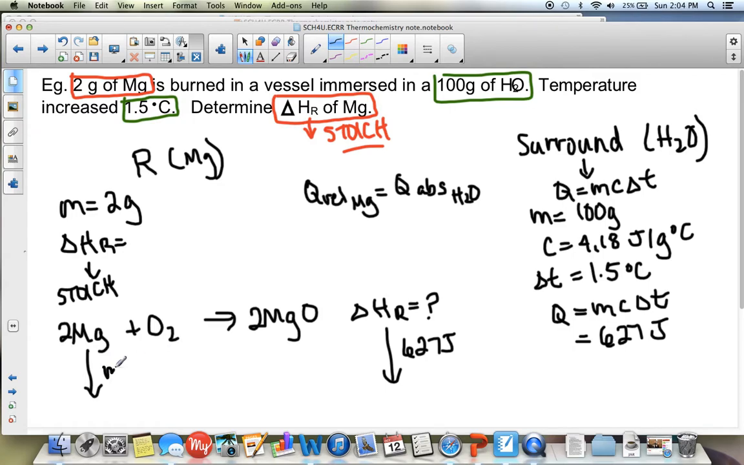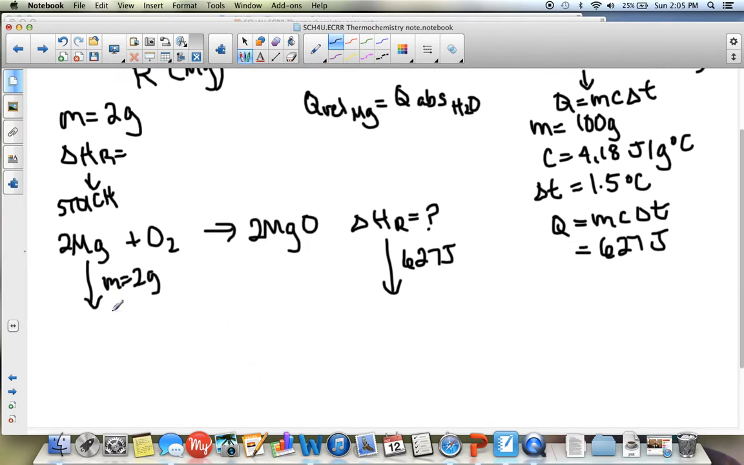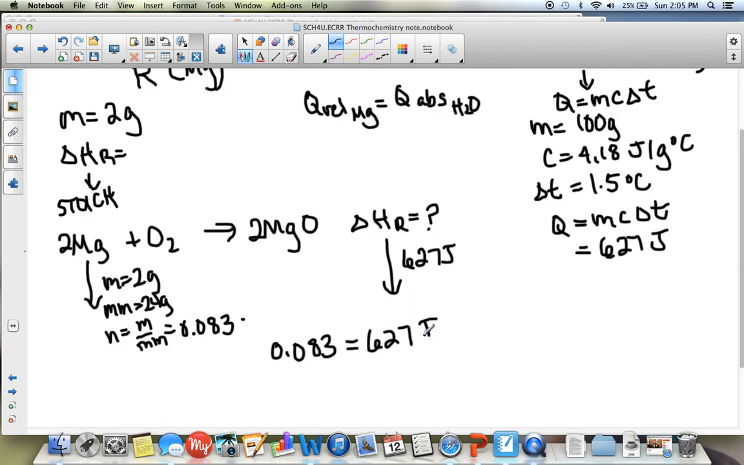And we know that we have a mass of 2 grams. We need to set up a mole energy ratio just like we did last Wednesday. So molar mass is 24 grams. Our moles is equal to mass over molar mass. So in this case, it's 0.083. Set up a mole ratio. So we have 0.083 producing 627 joules of energy.